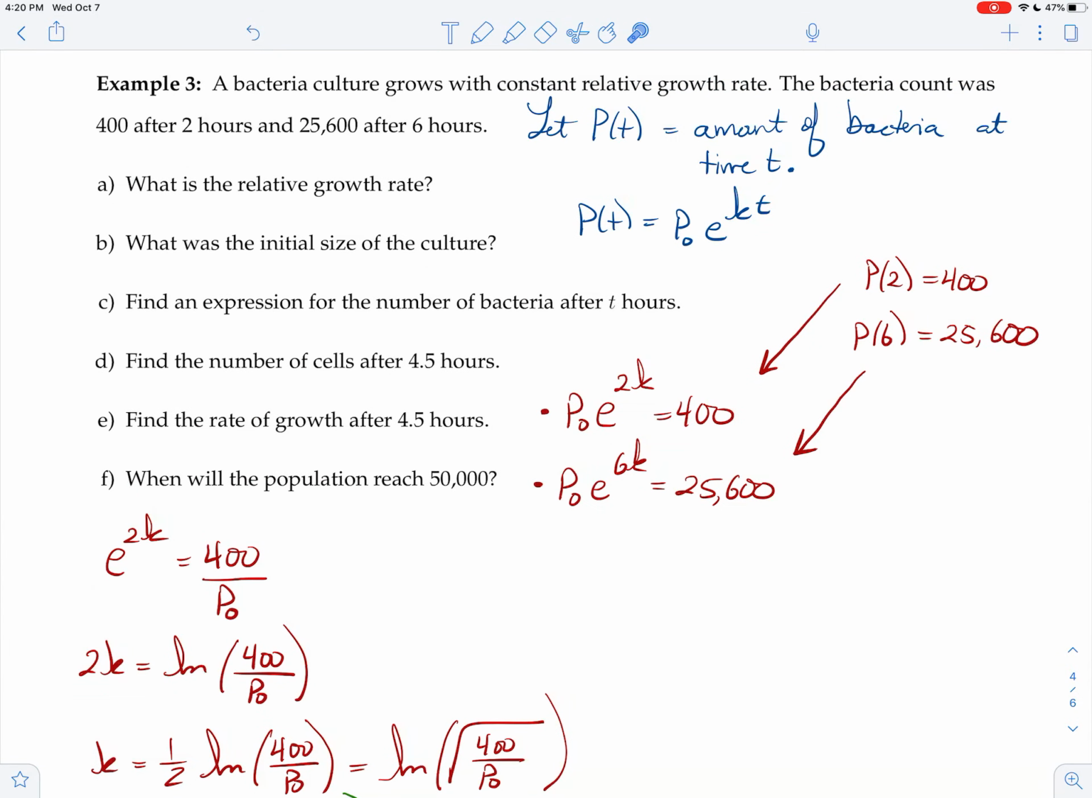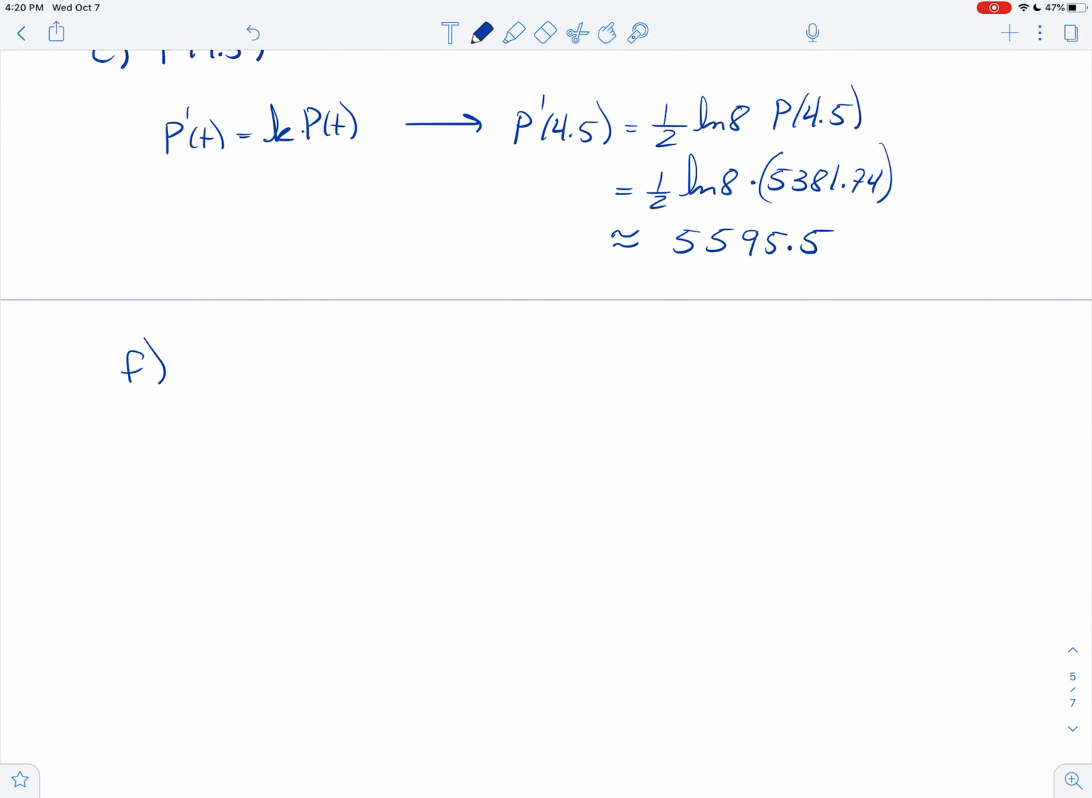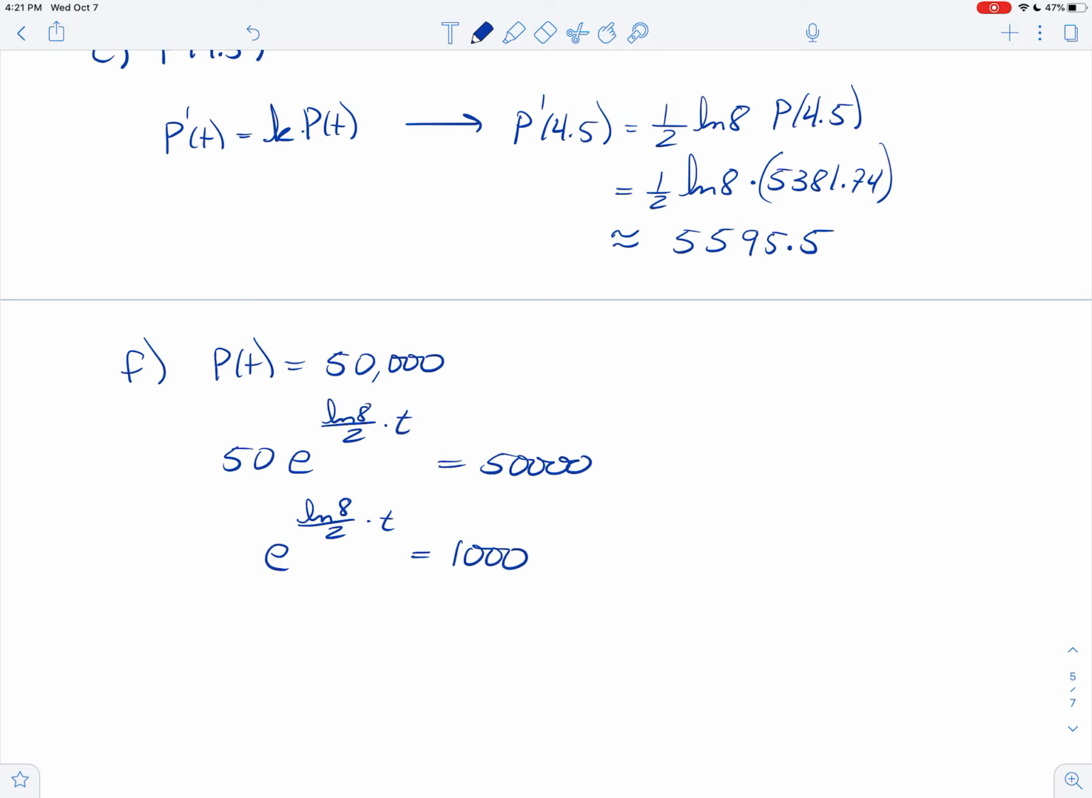It says, when will the population reach 50,000 bacteria cells? And so hopefully you know how to do that. For part F, you want to solve. It's a when, so I'm solving for T. P of T equals 50,000. And so I get 50 e to the, I'm going to write it as ln of 8 over 2 times T, equals 50,000. And so I can divide out the 50 and I get e to the ln of 8 over 2 times T equals 1,000.